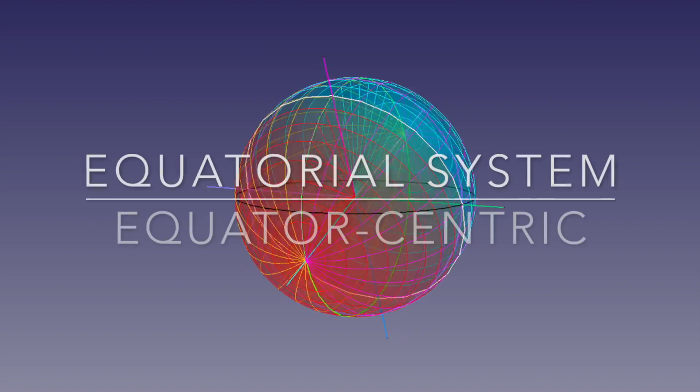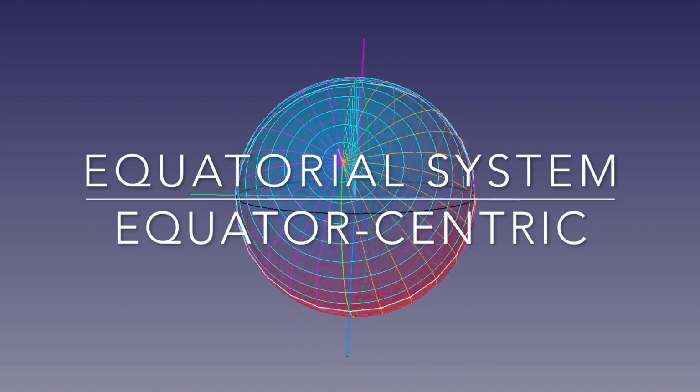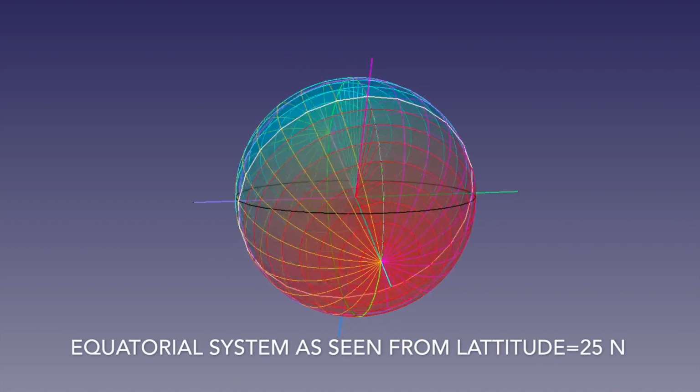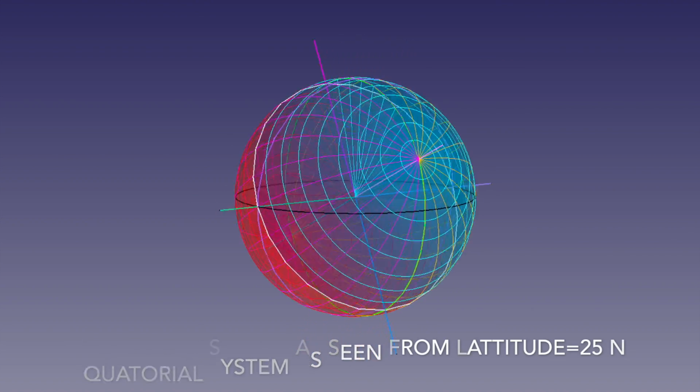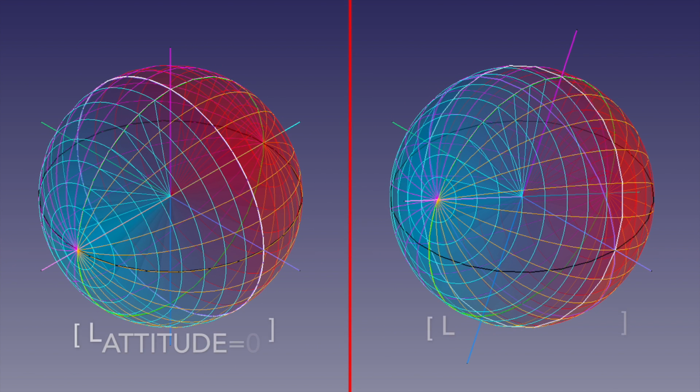The equatorial system is based on a projection of the geographic poles and equator onto the celestial sphere, so it can be thought of as a celestial equivalent of terrestrial latitude and longitude. The equatorial system is equator-centric, meaning its angular coordinates are measured relative to the celestial equator. Unlike the horizontal system, the projection and layout of the equatorial system in your local sky is based on your geographic location.